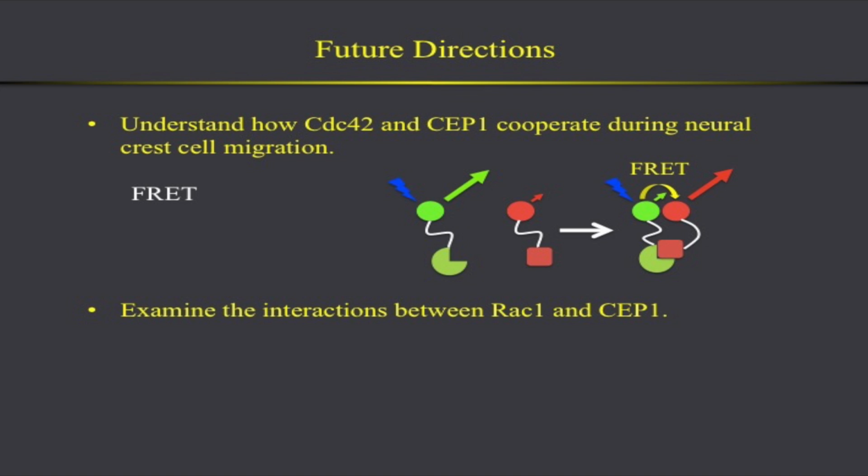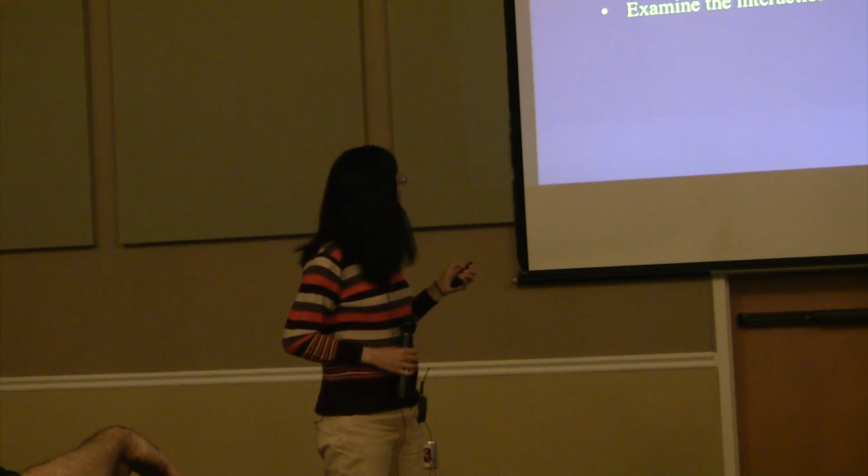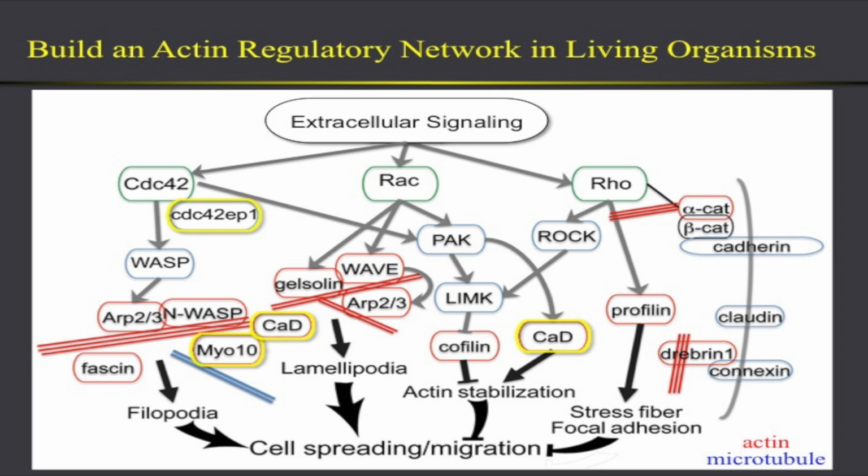Another thing I would like to do as well is, because similar to Cdc42, CEP1 may also interact with Rac1, I'd like to use a similar approach to characterize the interactions between Rac1 and CEP1. So with that, this is basically the big picture. This is sort of my long-term goal.